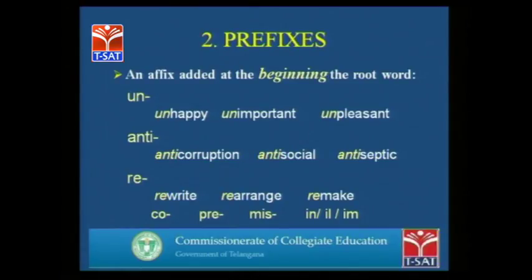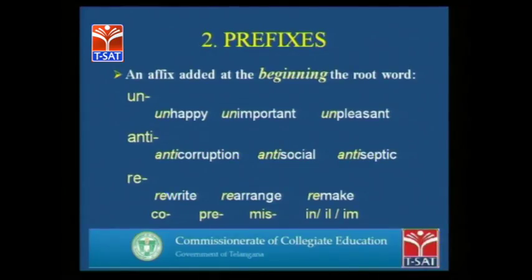Anti-corruption, antibiotic, antiseptic. With anti, you can form as many words as possible. Now, with regards to the other examples, rewrite, writing it again is called rewrite. Arranging something once again is rearranging. Remake, we also have prefixes made with the help of co: coincidence, cooperate, co-participate, co-pilot, pre.